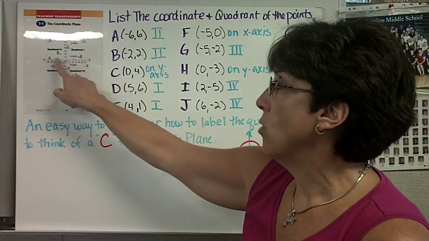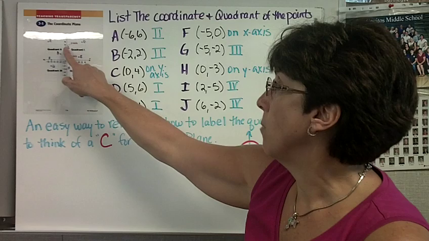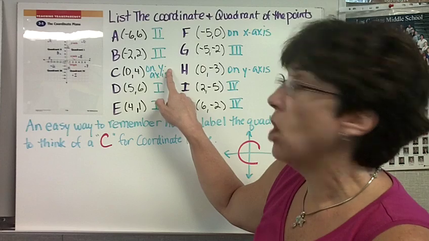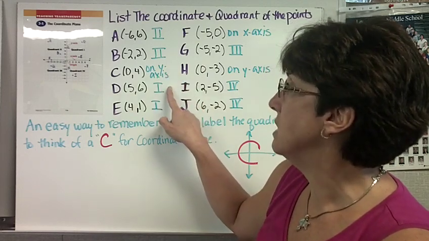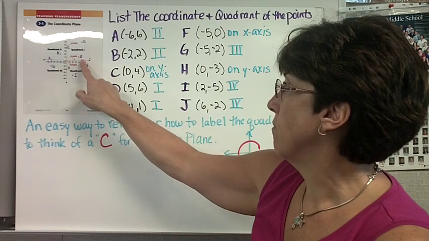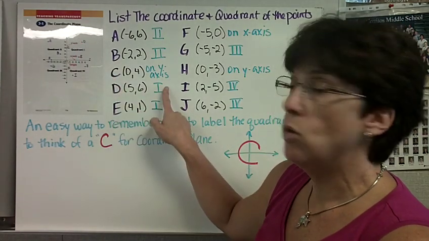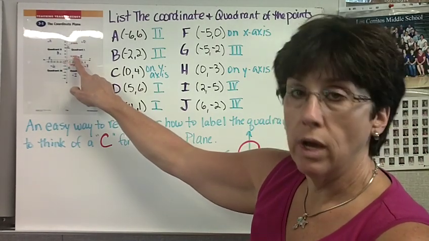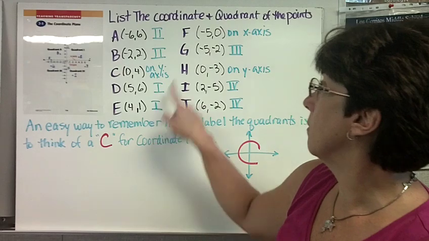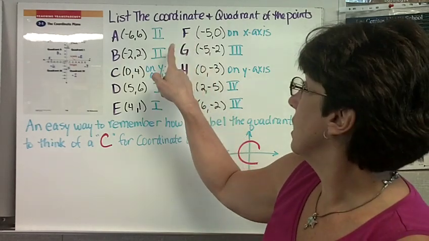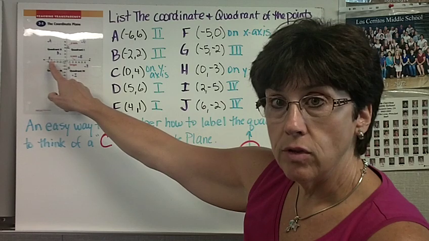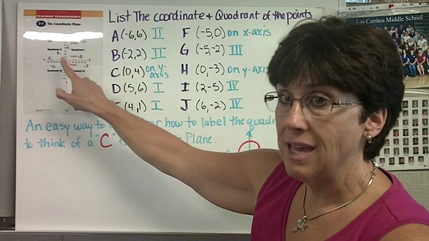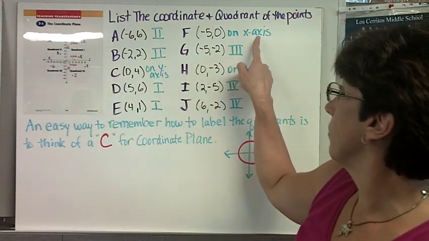Point C, we don't move left or right. We just go up 4 spaces. So it would be 0, 4, and it's not in a quadrant, it's on the y-axis. D is located at 5, 6. It's in quadrant 1. E is located at 4, 1, also in quadrant 1. Point F is located at -5, 0, because once we get there we don't go up or down, and it's on the x-axis, not in a quadrant.